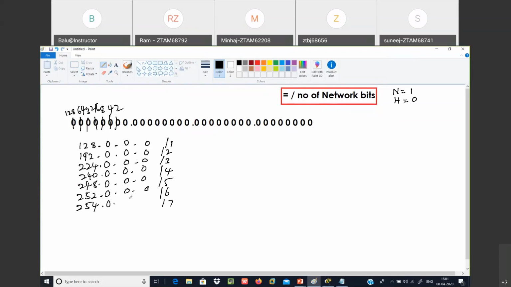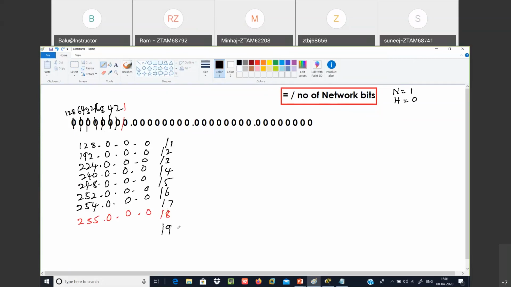254.0.0.0 is /7. /8 is what, guys? 8 network bits, plus 1, gives 255.0.0.0. Clear? Now what about /9?